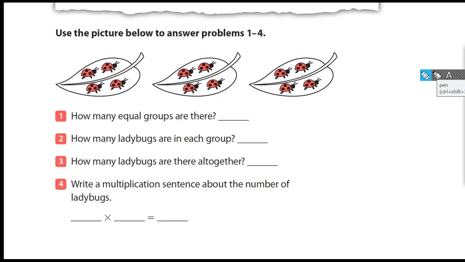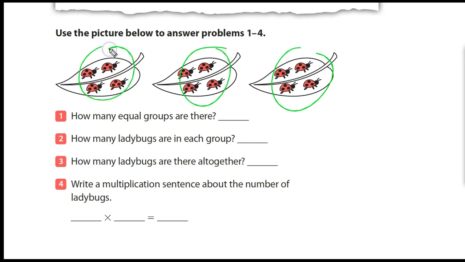Now it says use the picture below to answer problems 1 through 4. Okay. It says how many equal groups are there? So how many equal groups are there? 3. Of course, there's 3. This group, this one, and this one. So there are 3 groups. Okay. How many ladybugs are in each group?